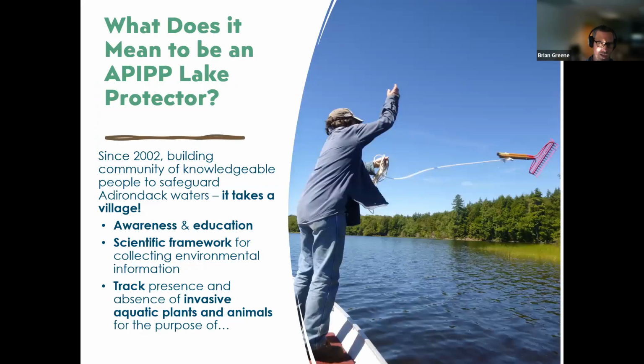So what does it mean to be an APIP lake protector? Well, since 2002, we've had people all across the Adirondack Park participate and help out doing this. And it really takes a village. The main thing is we're trying to raise awareness and education and provide a scientific framework for the collecting of environmental information. Our volunteers and partners go out and track the presence and absence of invasive aquatic plants and animals.